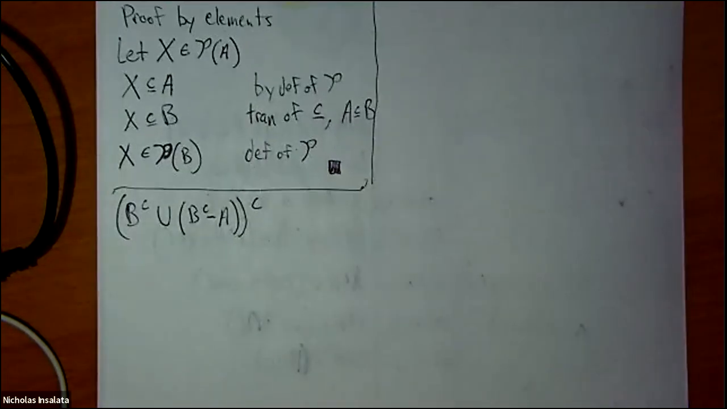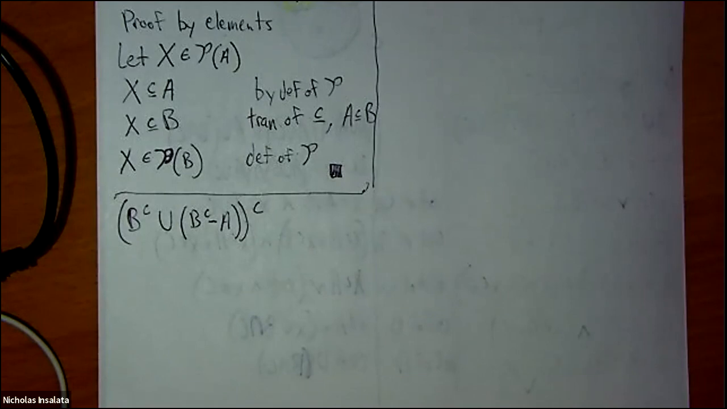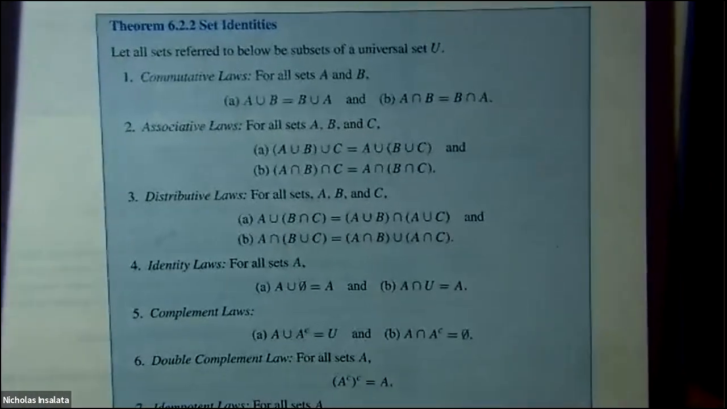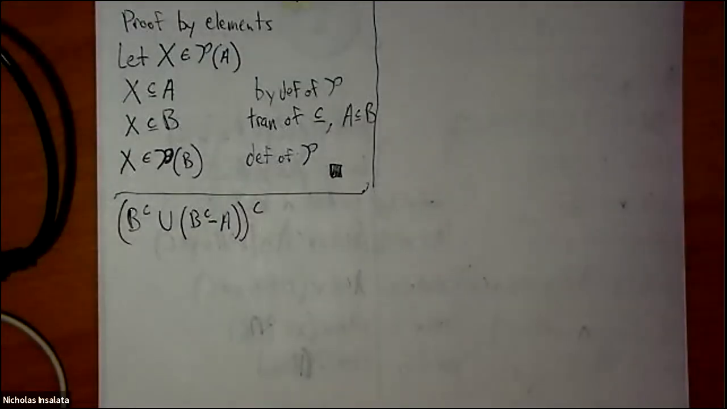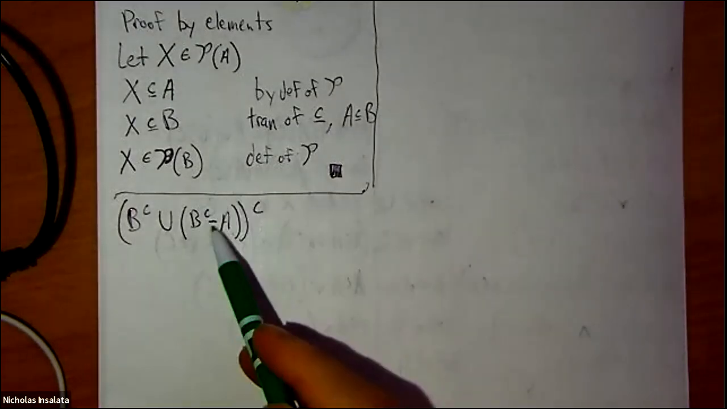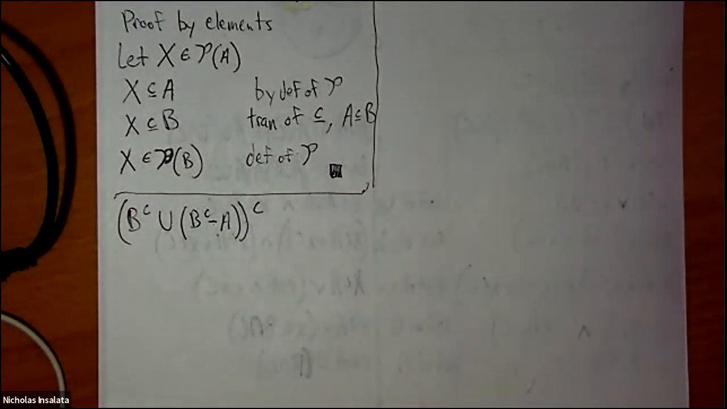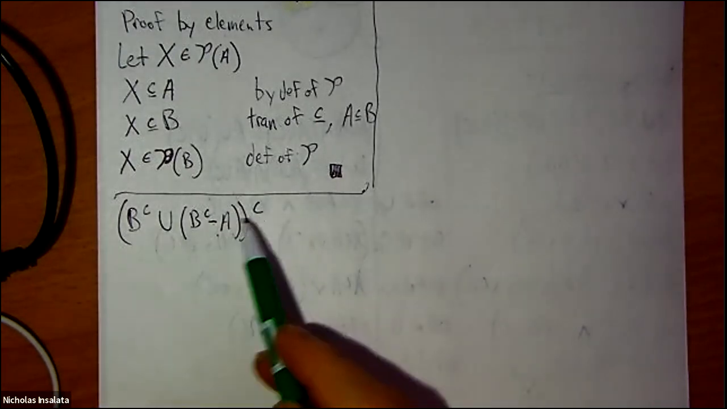So let's see if we can simplify this thing, right? And what I'm going to be using is that table from section 6.2. So that table, there we go. I'm going to be using this set of rules, right? These guys, to try to simplify this statement here. So where do you think I should begin? De Morgan's, okay? So we can take the complement and distribute it throughout.